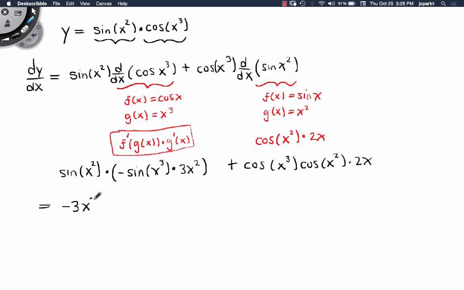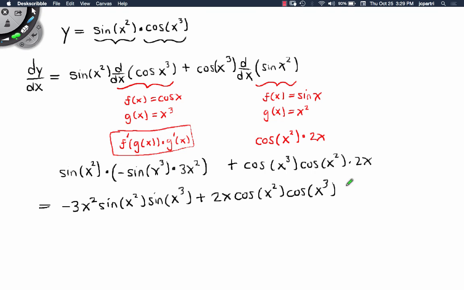Negative 3x squared times the sine of x squared times the sine of x cubed, plus 2x times the cosine of x squared times the cosine of x cubed. And that is the instantaneous rate of change of the function. All right, let's move on to the next one.